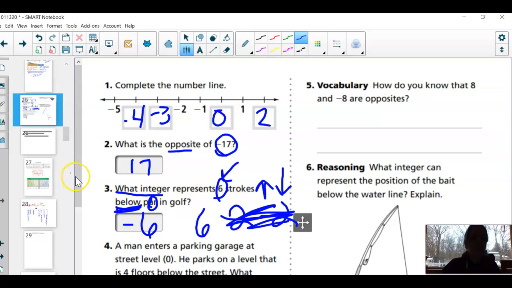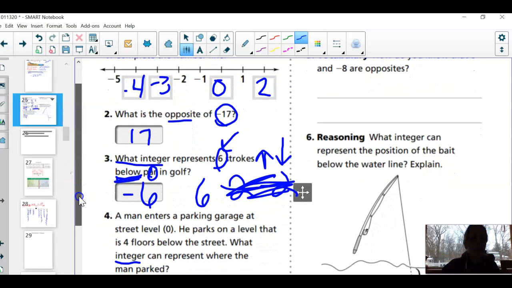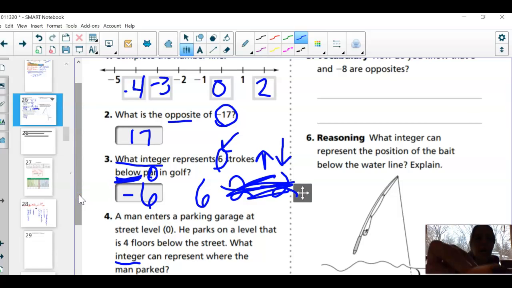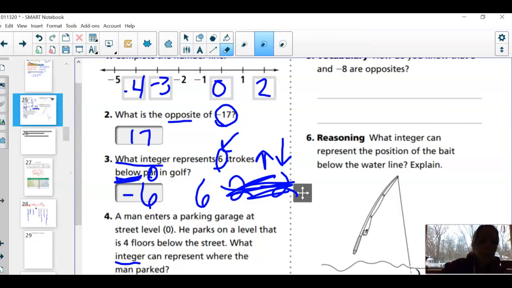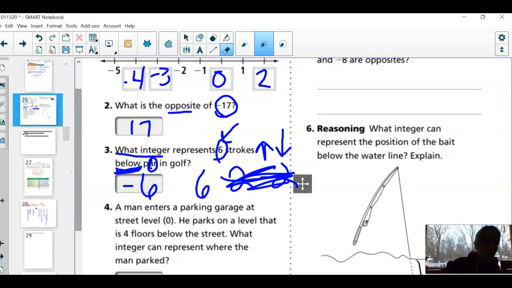Okay, so let's continue. Number 4. Go ahead and read that problem and pause. Make sure that you read it and then write your answer in the box. Okay, and then I'll kind of read through it.